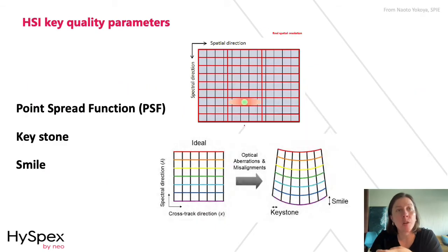So when we talk about spectral fidelity, we are talking about hyperspectral imagery key quality parameters. These are the point spread function, the PSF, the keystone, and the smile. All of these arise from the design of the pushbroom instrument, so it is dependent on the actual hardware that you're looking at. And we want to concentrate on that a little bit.